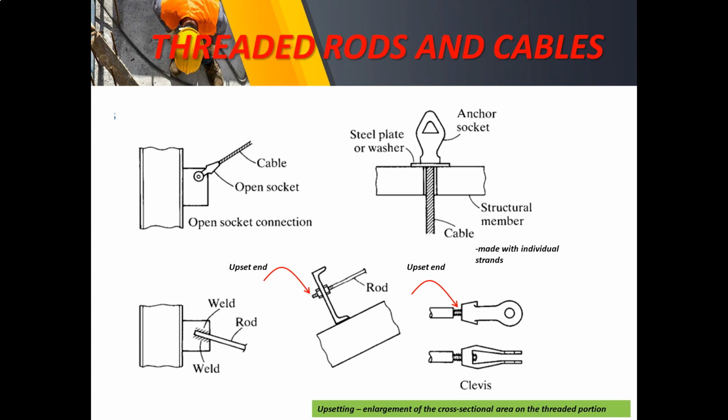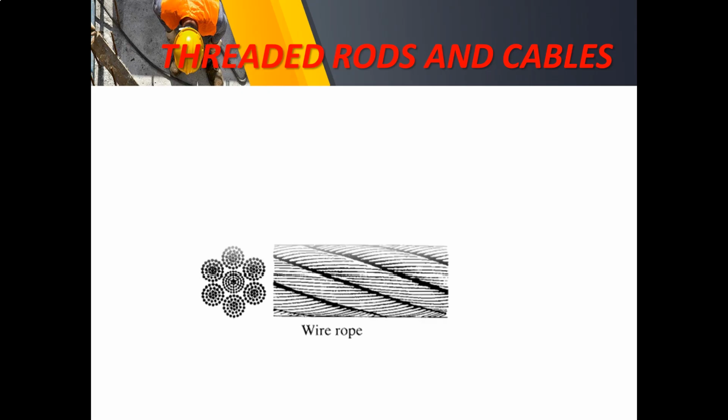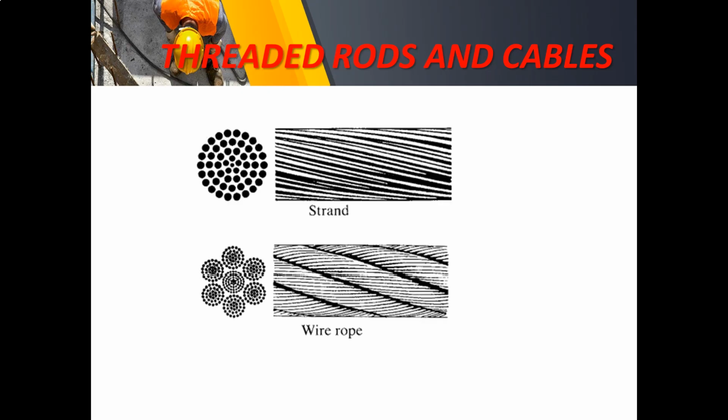Now, cables are made of individual strands that will be made as a rope-like structure. So it could be in terms of a strand or a wire rope. You can see here that a strand cable consists of several cable strands, while a wire rope is actually joined by a certain rotation. Okay, so I think you've also seen those types of cables.